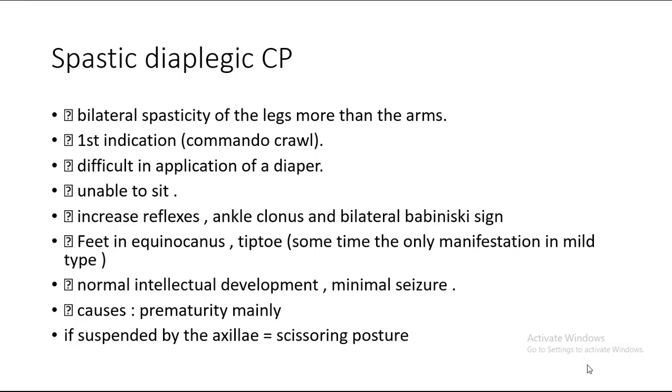The child is unable to sit. The examination shows pyramidal features: increased reflexes, ankle clonus, bilateral Babinski sign. The feet are usually in equinovarus form or posture. Usually they have normal intellectual development and a minimal percentage of seizure. The main cause of this type of cerebral palsy is prematurity.